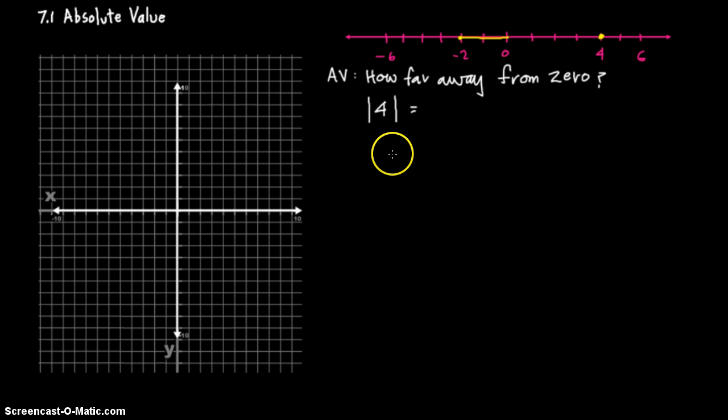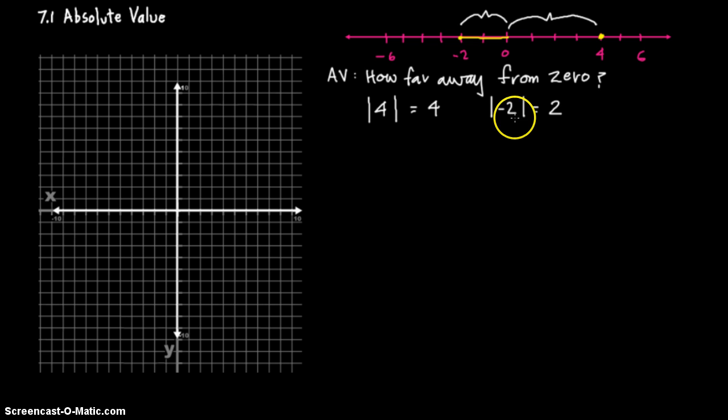So what is 4? In other words, how far away from 0 is 4? That's simple. It's 4. It's 4 away. So when I deal with positive numbers and I want to find the absolute value, nothing really changes. The absolute value of 4 is 4. The only time it gets a little different is if I ask, what is the absolute value of negative 2? How far away from 0 is negative 2? Well, it's 2 away. So therefore, the answer is 2.